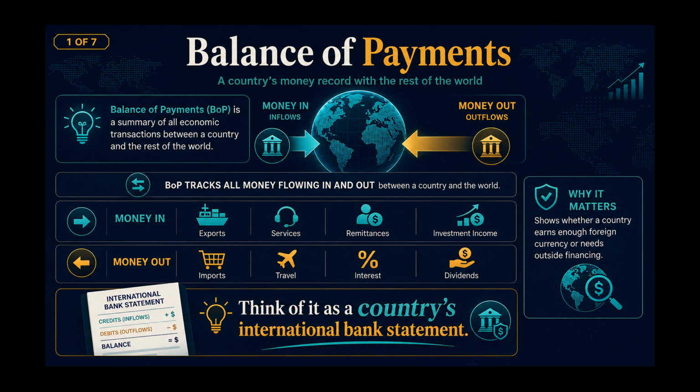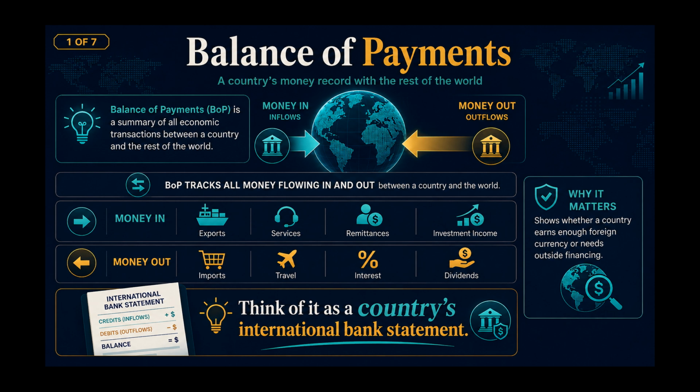Hello, today we are going to understand the economic term balance of payments, along with a real world example explaining the balance of payment for major economies like USA, China. Every country has financial transactions with the rest of the world. It sells goods, exports services, receives remittances, earns investment income, and also imports goods, pays for travel, pays interest, and sends dividends abroad. The balance of payment records all of these money flows.